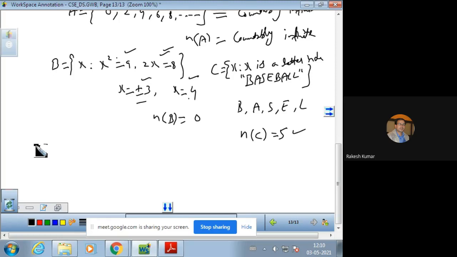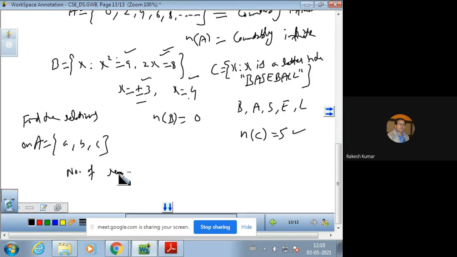Suppose we have a set A with the 3 letters A, B, C, and they are saying find the relations on the set A. So the number of relations on A, you will calculate by a certain formula.